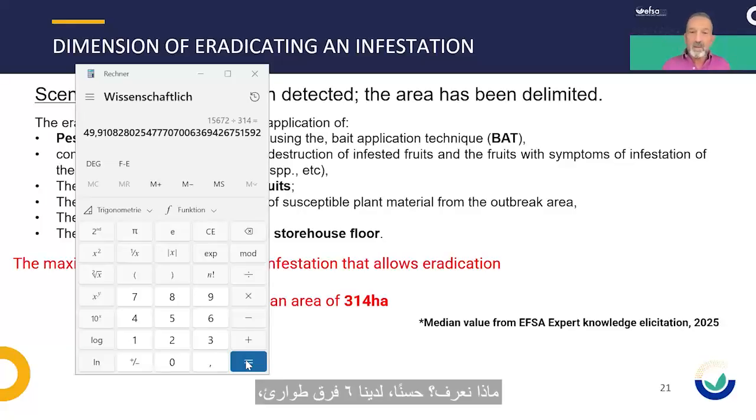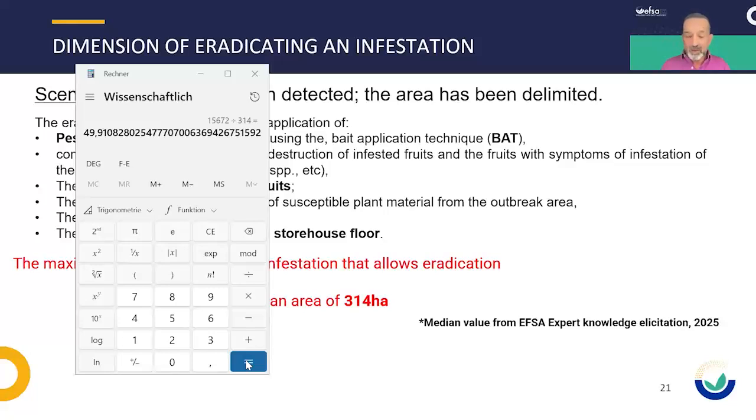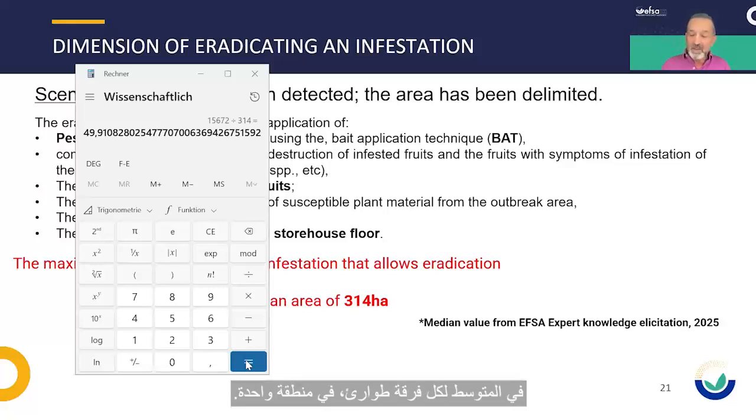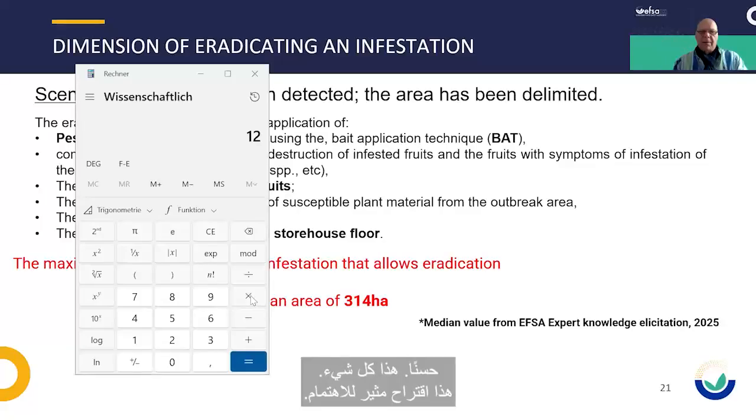What we know is that we have 6 NUTS1 regions in Surveyland, and each has an average of two emergency teams per NUTS1 region. So that means that probably the best we can do is 12 survey or 12 eradication teams. Okay, what could we do with that?